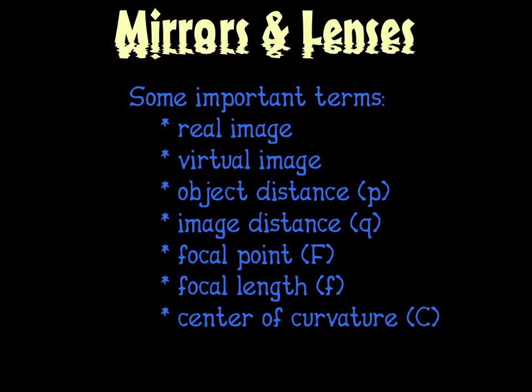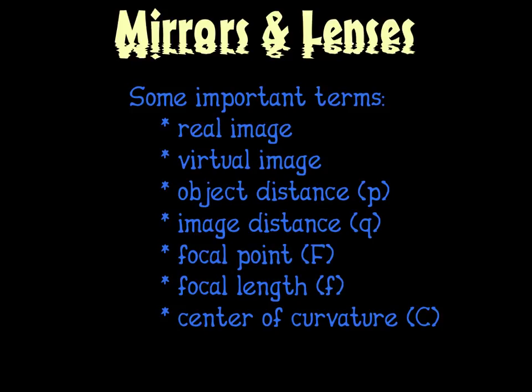Next up is the object distance, represented by the lowercase letter p in equations. The object distance is the distance from the object to the mirror or to the center of the lens, as we're working with lenses. Likewise, the image distance is the distance from the image created to the mirror or to the center of the lens. This is represented by the lowercase letter q in equations.